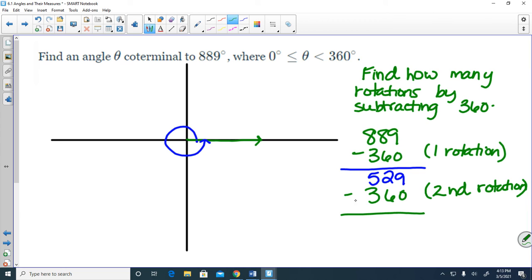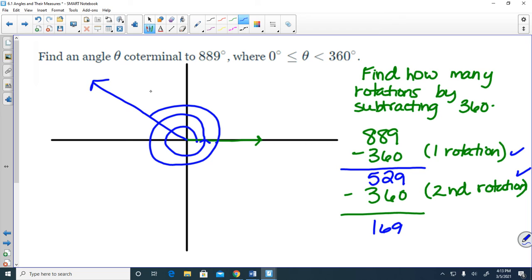So 529 minus 360 is 169. Oh, wait, hold on. I need to make another rotation. So first and second rotations made. 529 minus 360 is 169. So that means there's 169 degrees left. So about right here, this would be an 889 degree angle. So they made one rotation, two rotations, and then 169 degrees more.